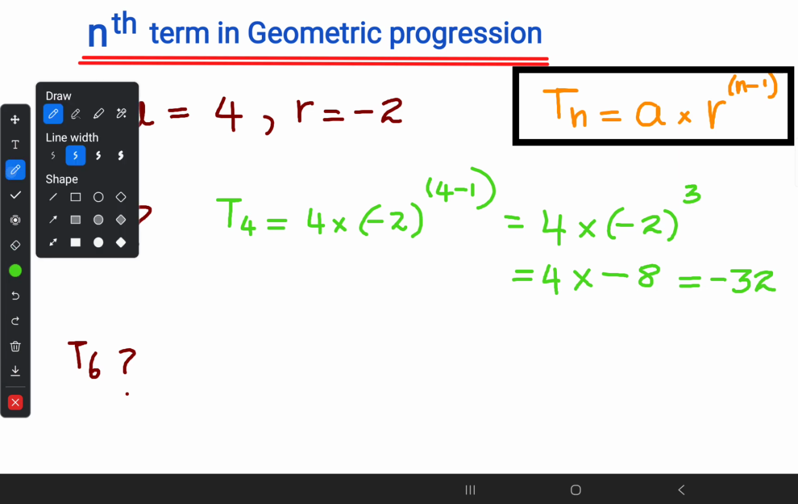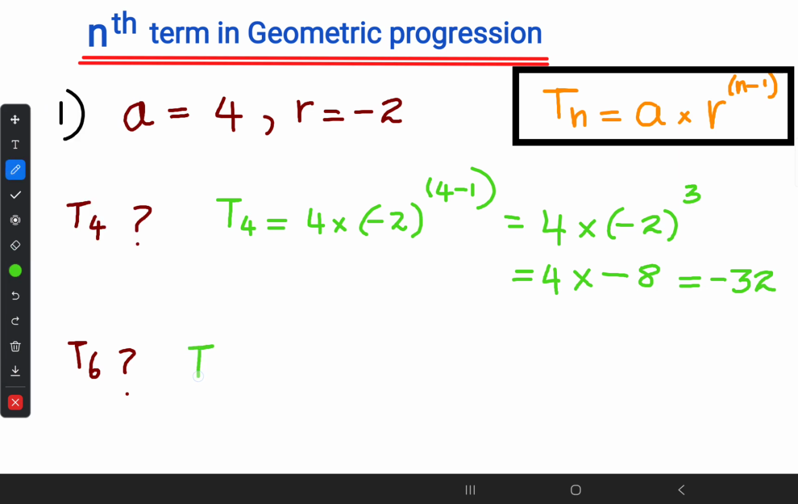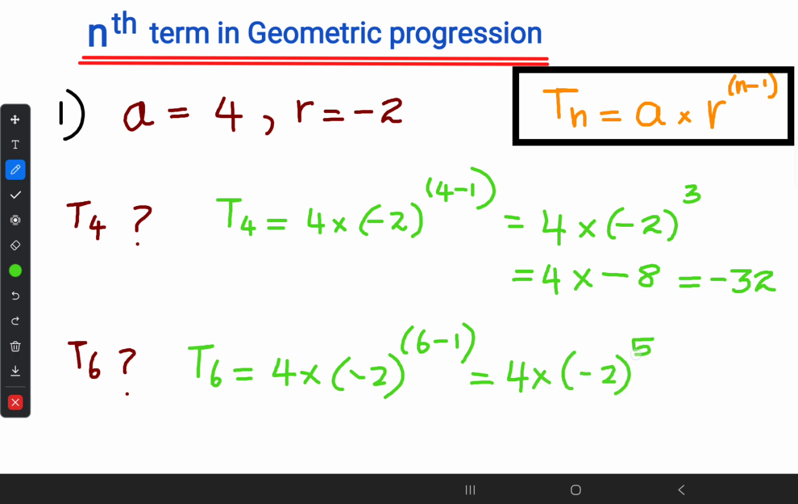And next T6. For that one, 4 times negative 2 to the power of 6 minus 1. The n is 6, 6 minus 1. 4 multiplied with negative 2 to the power of 5. When we multiply negative 2 five times, it will become negative 32. 4 multiplied with negative 32 would be negative 128. These are the correct answers.